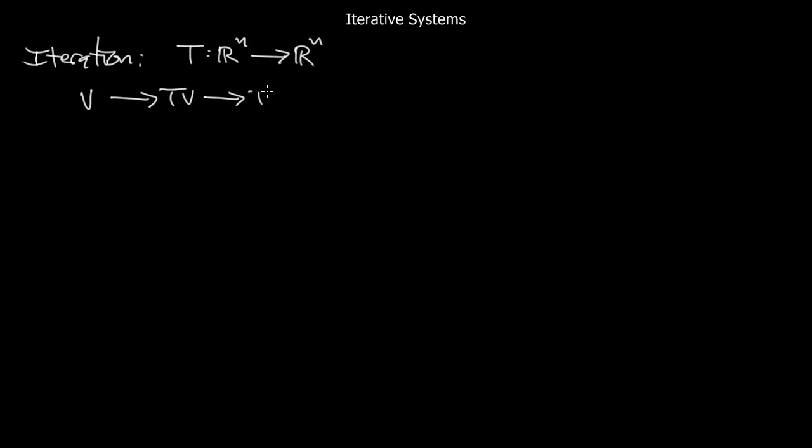Welcome back. Today we're going to talk about iterative systems. And here the idea is the following. We have a linear transformation from R^n to itself. And we're going to take a vector v in R^n and apply T to it, and then repeatedly apply it, iterate it. Apply T to v, and then T squared v, T cubed v, and so on.